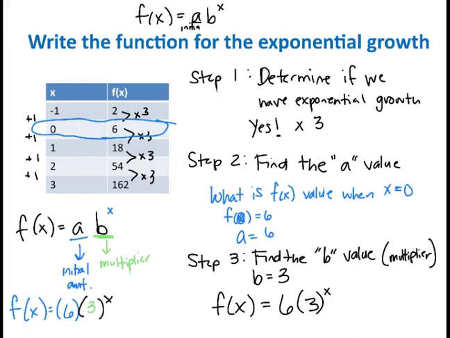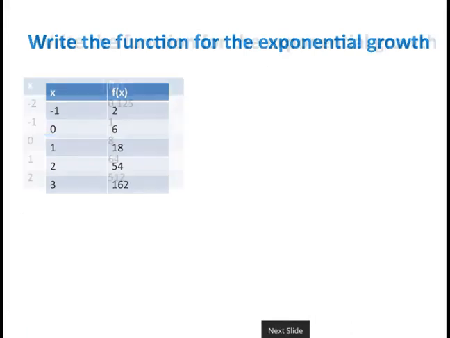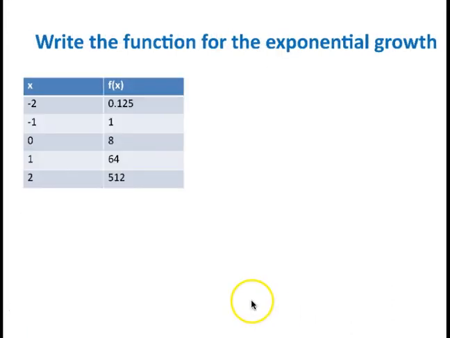So I'm going to go on to the next slide. So if you need more time, go ahead and click pause. So let's try another one. So take a look at this table, and if you want to, try this on your own first. So we're trying to write the function. So remember, f of x equals a times b to the x. So if you want, go ahead and see if you can write this on your own now. Go ahead and click pause, and then when you're ready, you can check your work with mine.